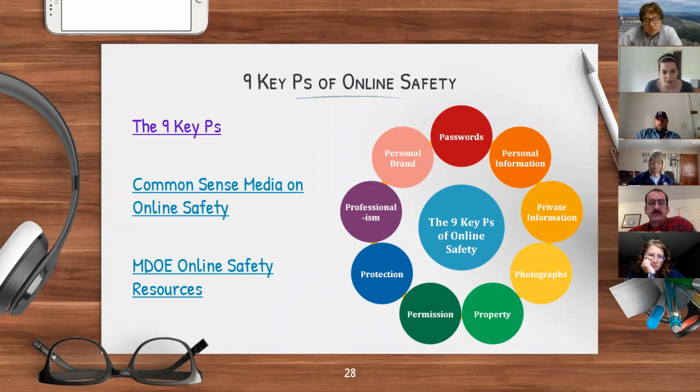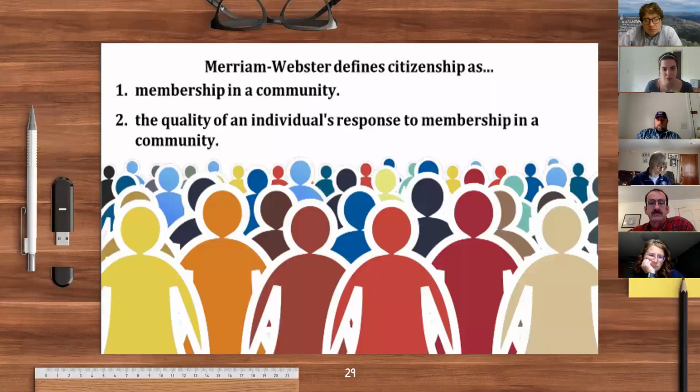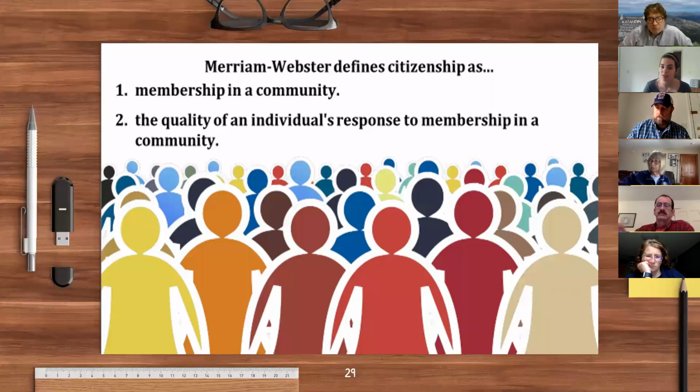All right, next page. Okay, so now I want to get into digital citizenship a little bit. I find it helpful to frame the conversation about digital citizenship by talking about what citizenship is. Merriam-Webster defines citizenship as membership in a community and the quality of an individual's response to membership in a community. So it's not just about being a part of the community, but also about how you respond to being a part of that community.